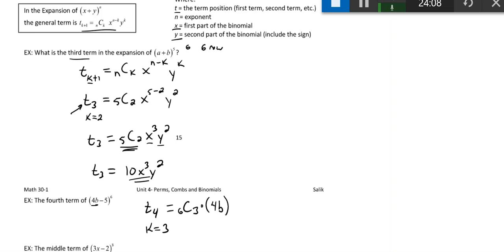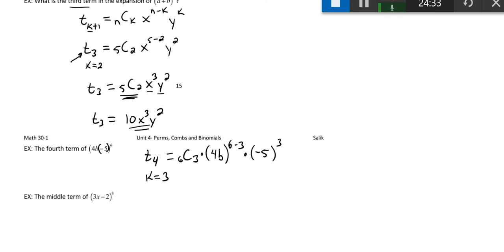Like that's our x term here, both of them together, to the power of n, so 6 minus 3, and then times our y value, but again our y value would be including the negative, so our y value here is going to be negative 5 to the power of 3. Now I know this looks confusing, but really in the end I've got numbers and I've got variables, right? So that's a number, and that's a number. So I'm expecting this is going to be some number times b to the power of something, once you simplify everything down.